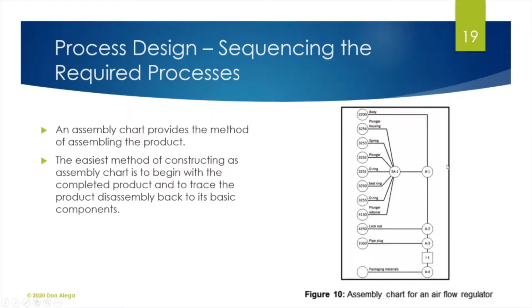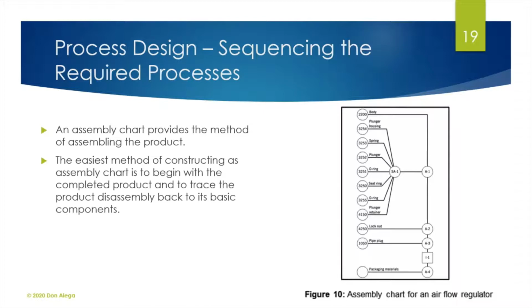So, after natin ma-select yung mga processes, diba? We need to identify the sequence. So sa sequence, it is the method of assembling the product. We have three sequence tools or charts na ginagamit. Sorry, excuse. We have the assembly chart, the operation process chart, and the precedence diagram.